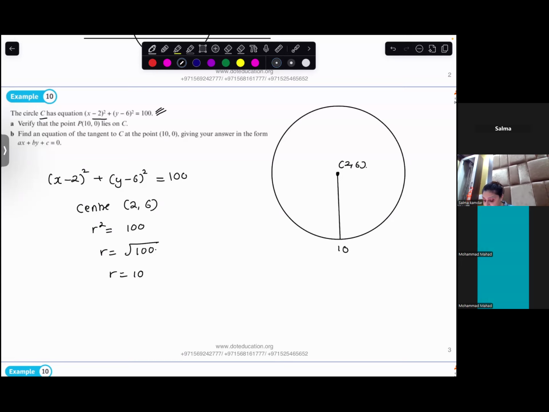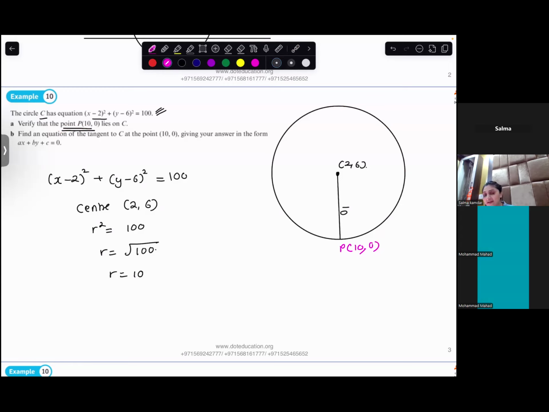Very good. What have they told me? Read it: verify that the point P (10, 0) lies on C. So I want to verify that P lies on C. P lies on C, that means P can be anywhere on the circle. I put this point P over here and I say the coordinates of point P is 10, 0.